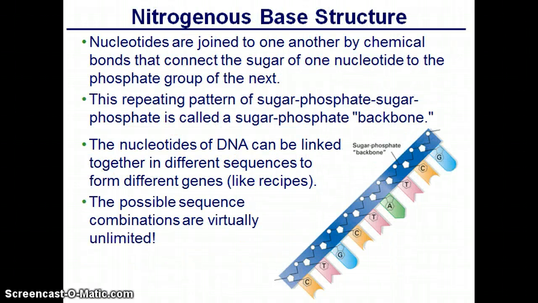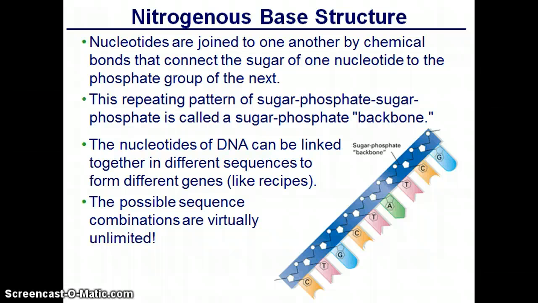So nucleotides are joined to one another by chemical bonds that connect the sugar of one nucleotide to the phosphate group of the other. So it goes sugar, phosphate, sugar, phosphate, sugar, phosphate, and that forms a backbone. In the middle of that, you've got the nucleotides of DNA, and those are linked together in different sequences to form different genes, like the recipes. The possible sequence combinations are virtually unlimited, but the sugar backbone stays the same.